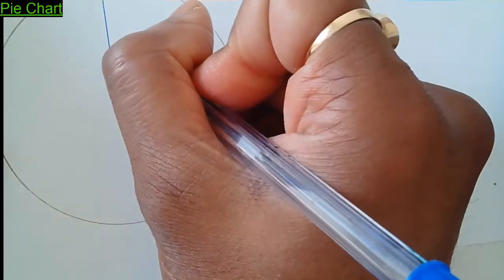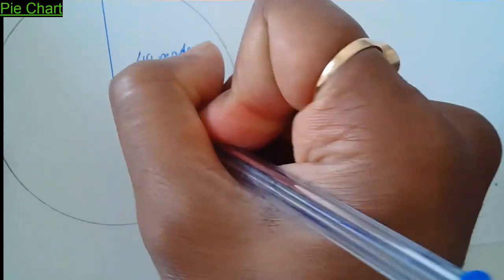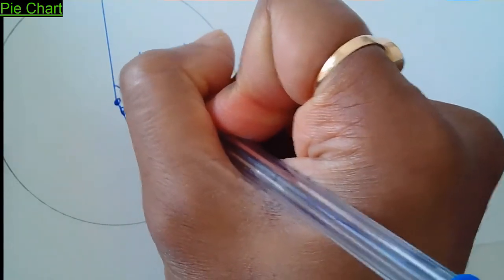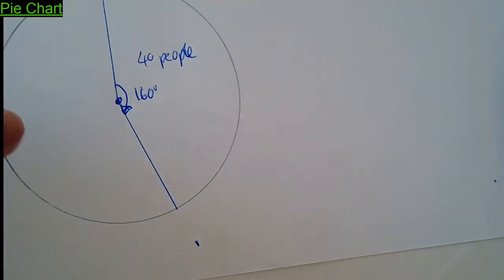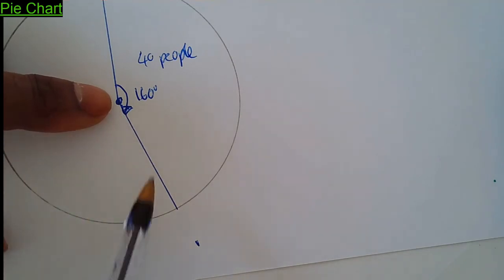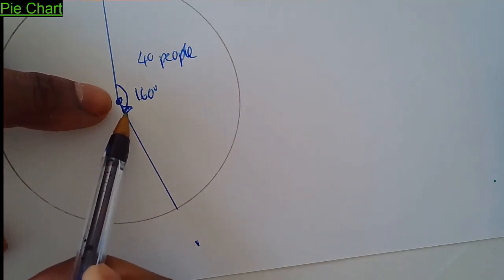Now that's 40 people, 160 degrees. Now if I wanted to measure a new angle, a different calculation, new angle, I'd have to line up the 0 degree with this line, because that's where I'm going to start measuring the new angle.